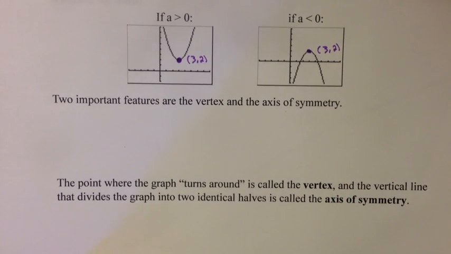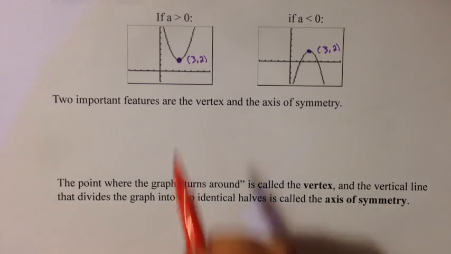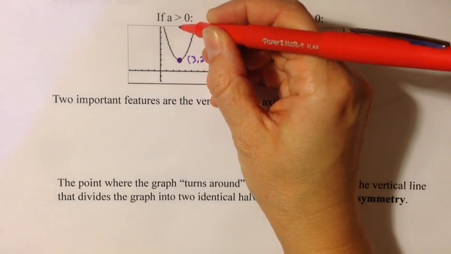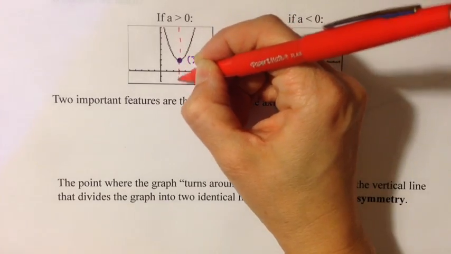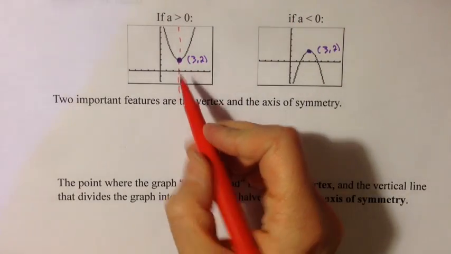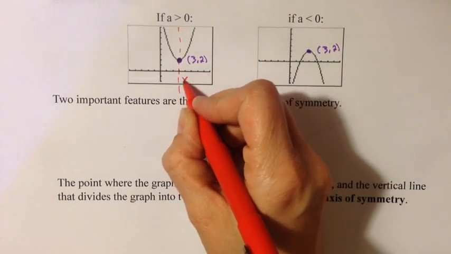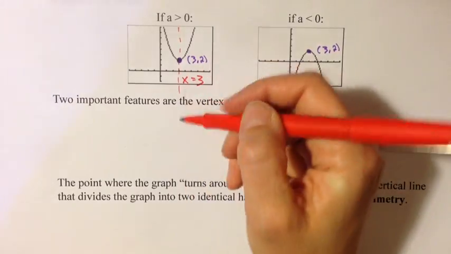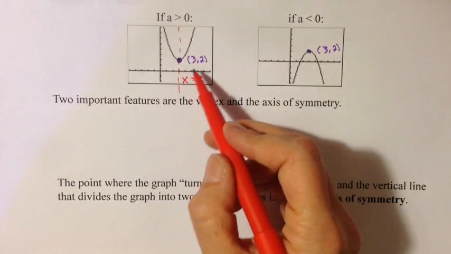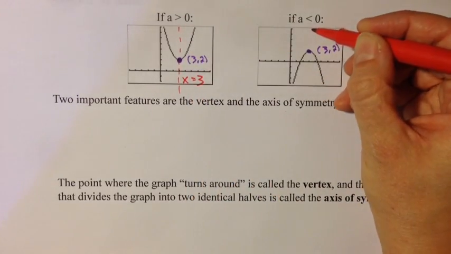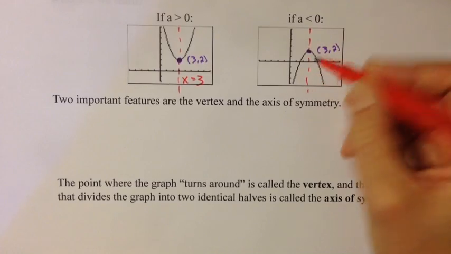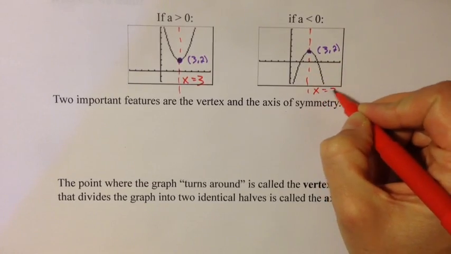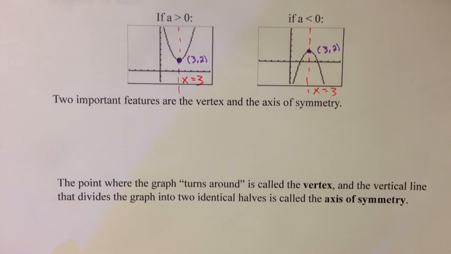The axis of symmetry is a vertical line that chops the graph of the parabola into two identical halves. So for instance, on this graph, I could sketch the axis of symmetry right through there. This line has the equation x equals 3, since it's a vertical line going through a point where x is 3. This guy has the same axis of symmetry, that vertical line that cuts the parabola right in half.